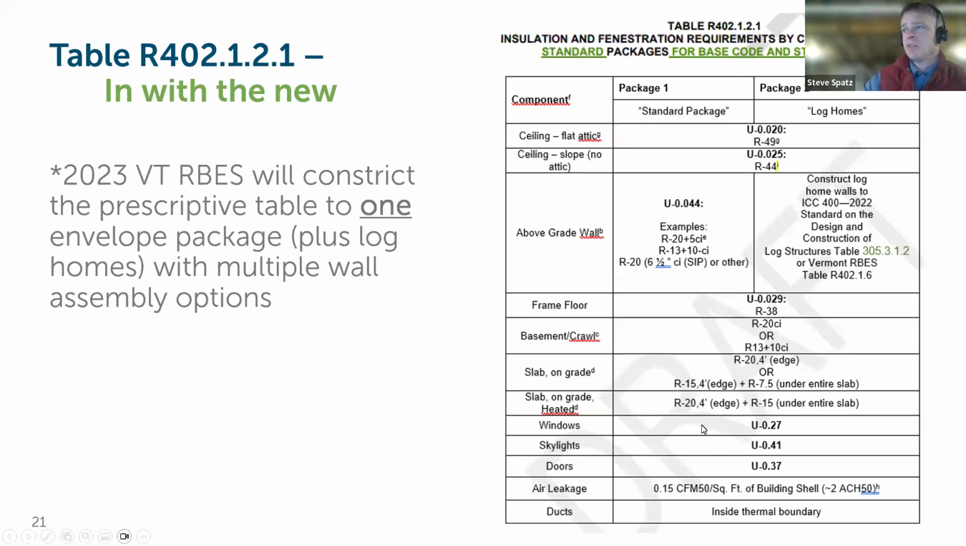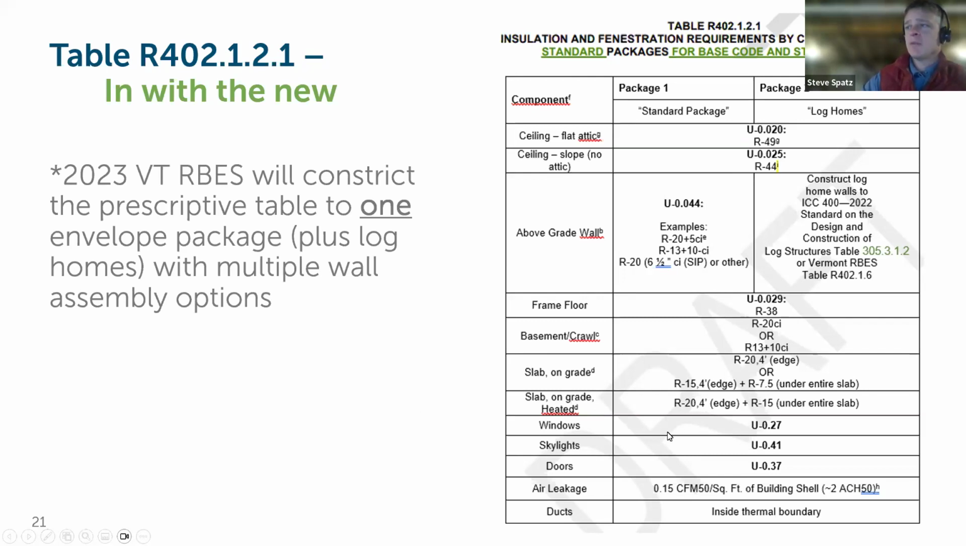Windows have not changed a lot. We're at a 0.27 U value. That's something that you can still achieve with a double pane window at this point. It does require some specific glazing considerations, low E coating on the right surface to get to that 0.27 U value.